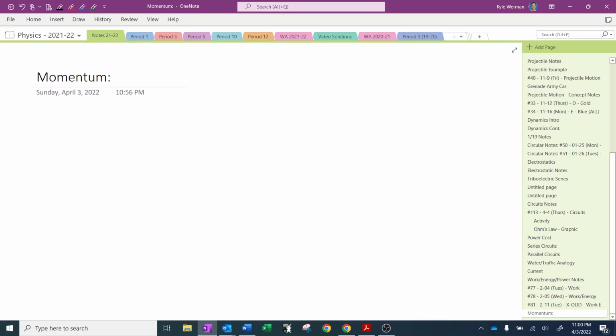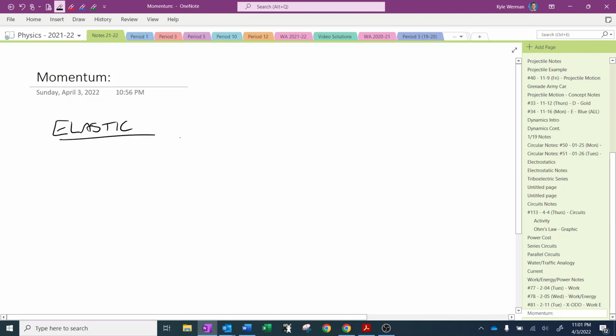With momentum, we have two basic types of collisions. The first we call elastic. An elastic collision is defined as one where the kinetic energy is conserved. KE is conserved.